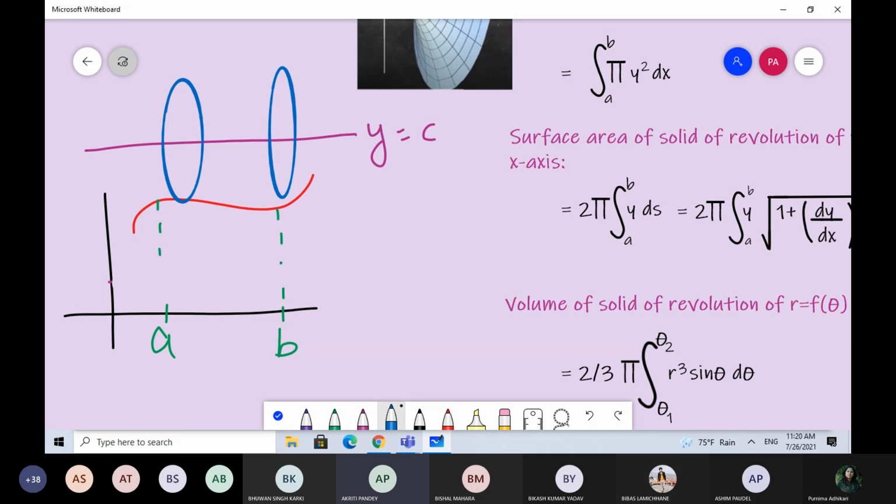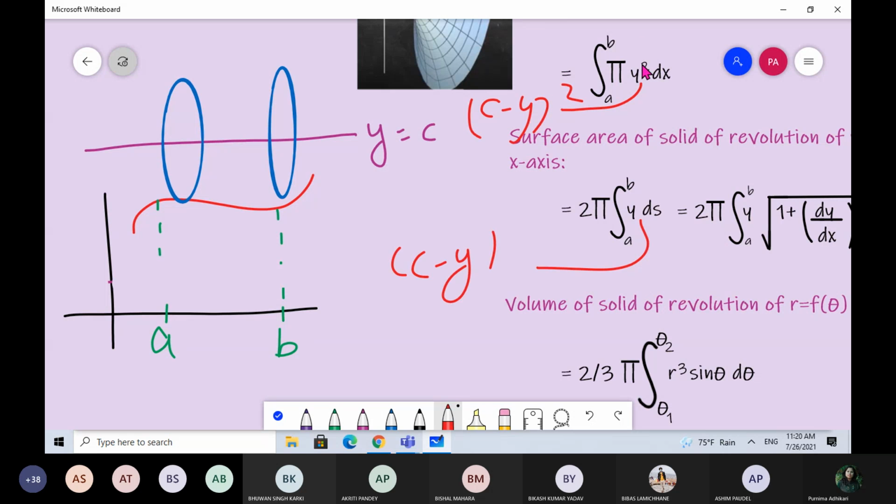Very good. This length is c and this length is y. So now this radius is this length, so this is going to be c minus y. In this case, (c minus y) squared and c minus y. So in the upper formula it doesn't make much difference because we have a square here, but for the lower formula you have to be careful.